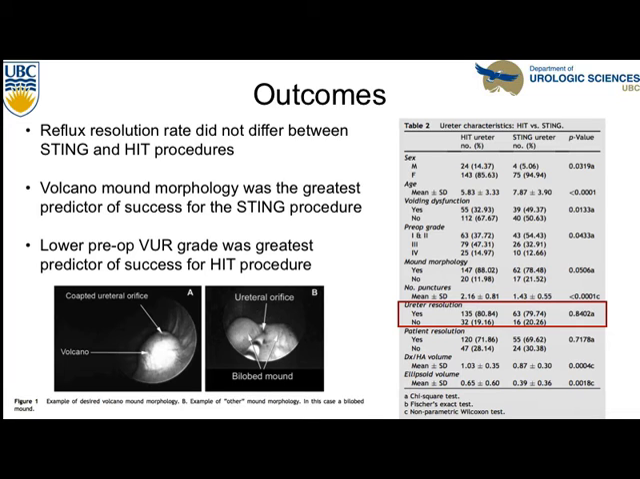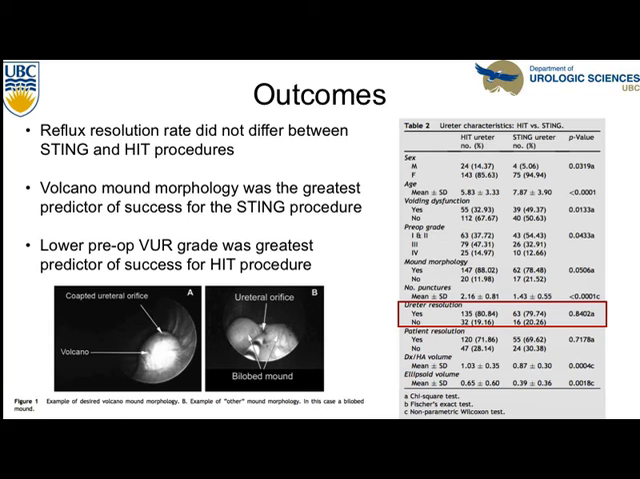What they found was that reflux resolution rate did not differ between the STING and HIT procedures. With regards to the STING procedure, the volcano mound morphology was the greatest predictor of success. For the hydrodistension procedure, the HIT, lower pre-op VUR was the greatest predictor of success. Resolution rates on the right side again show that there is no difference, and that's the one with the red box, between STING and HIT.